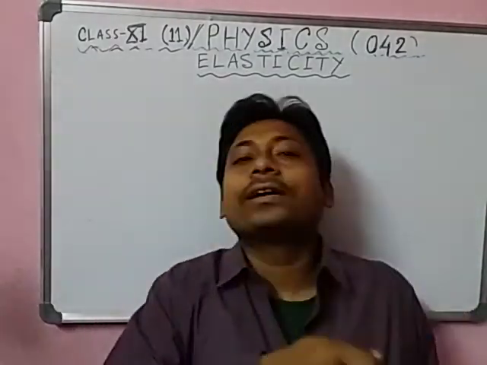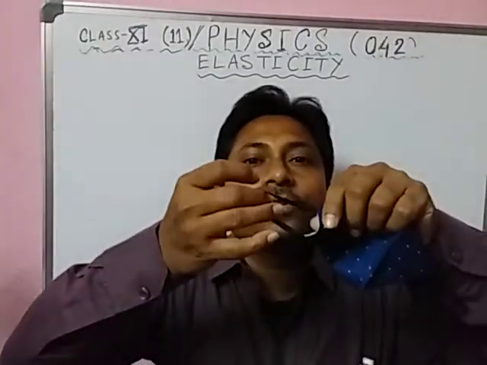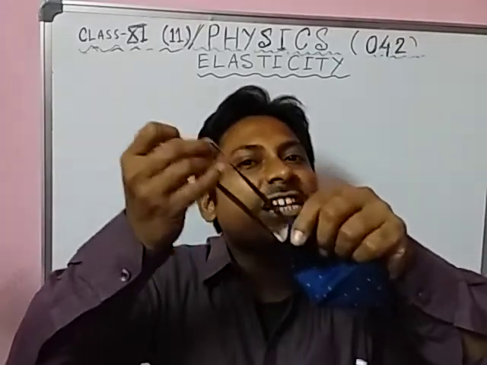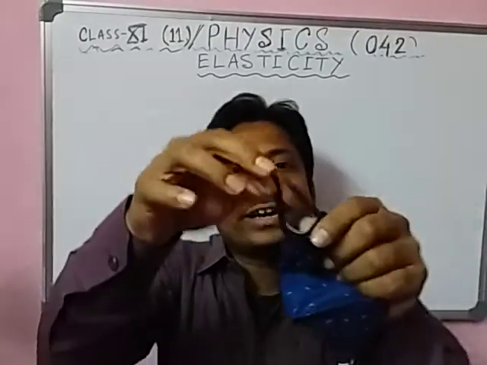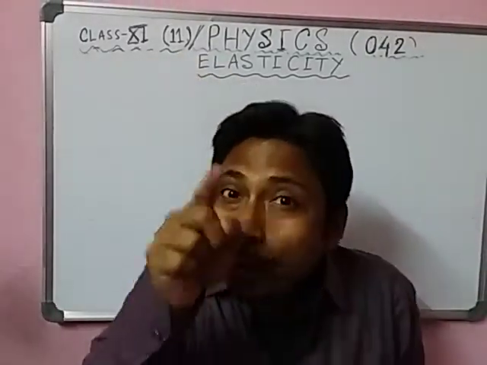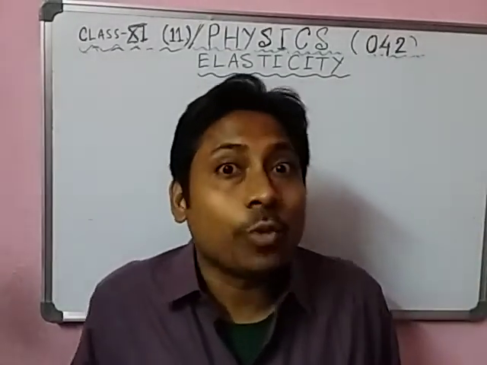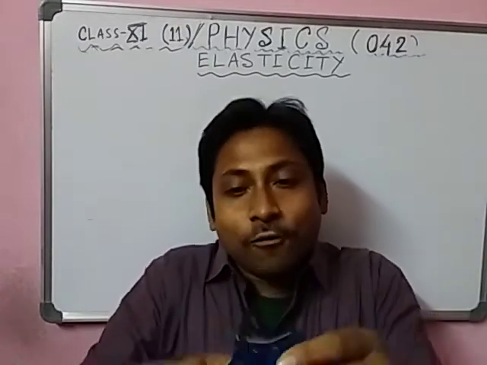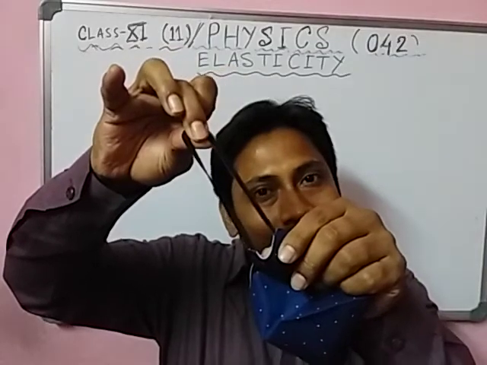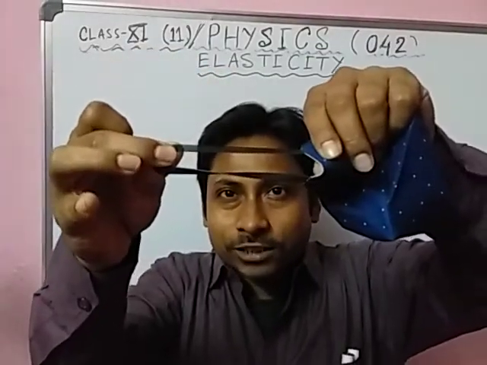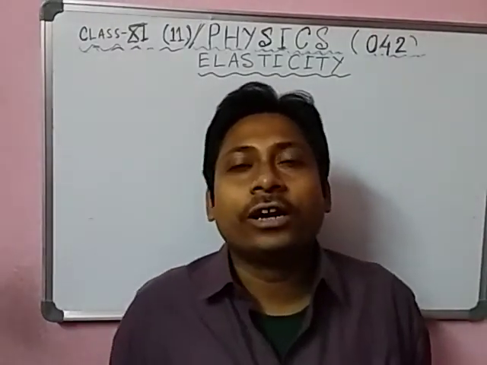So students, there is a property by virtue of which, if a deforming force is applied, a body can change its shape and size, and when the deforming force is removed, it regains its original shape and size. This property is called elasticity. So what is called elasticity? When the deforming force is applied, it changes its shape and size, and when the deforming force is removed, it can regain its original shape and size.